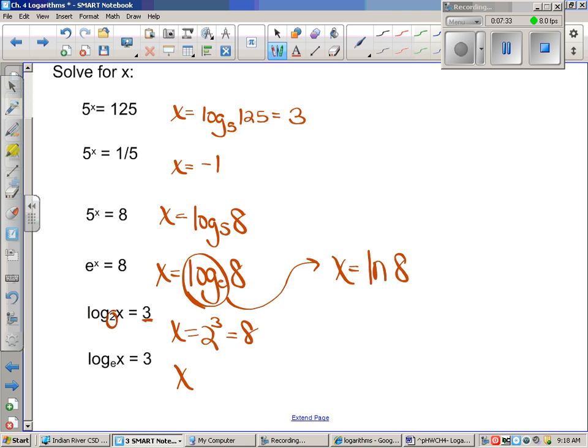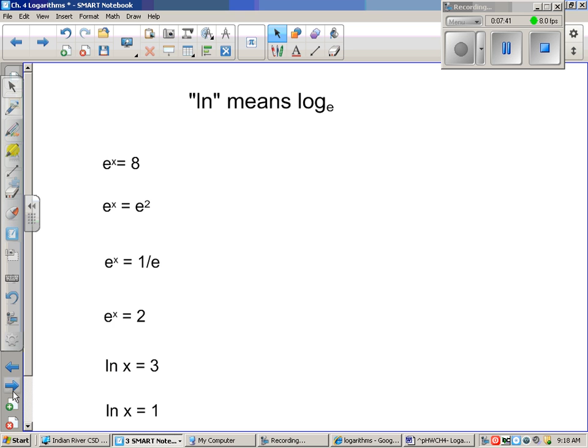And this one here would then be e cubed. And since we don't know what e cubed is, we just simply leave it as e cubed. Great. Okay, so as I said, ln means log base e. So I'm just going to do a few practices with that and how we do that. So if I want to figure out e to what power equals 8, we can't do that. So what we write is the natural log of 8. Again, what does that mean? That means the log base e of 8. So it means the same idea.